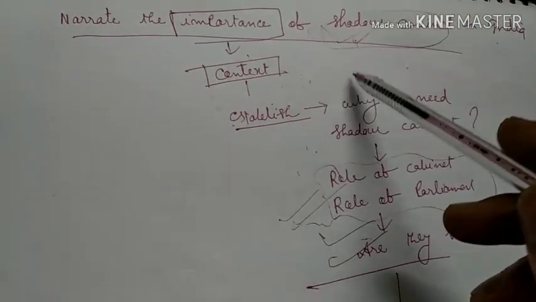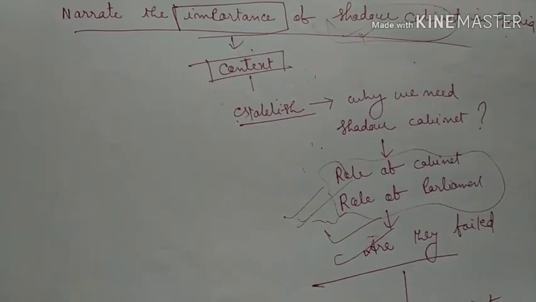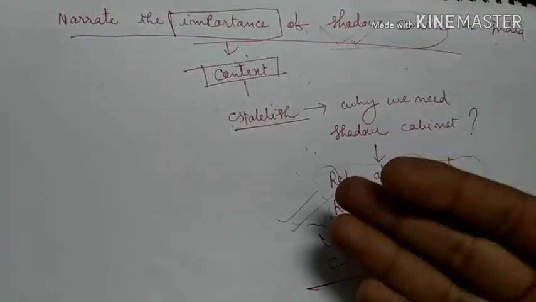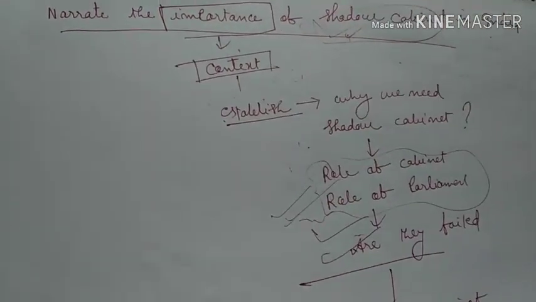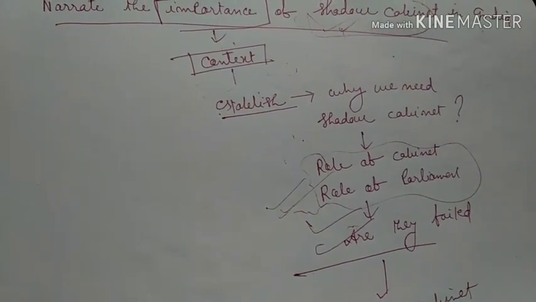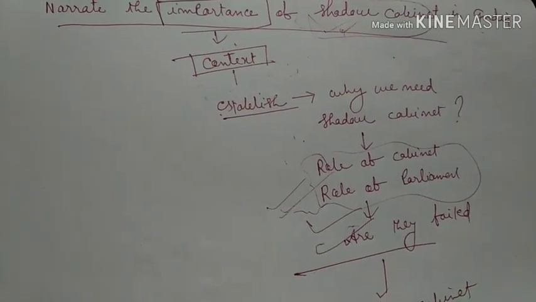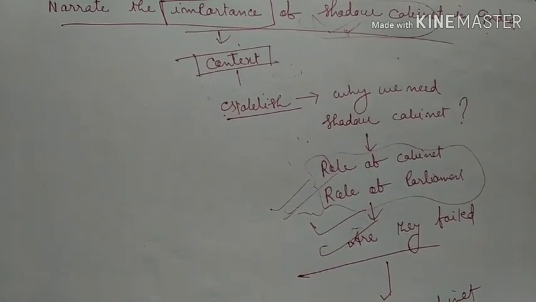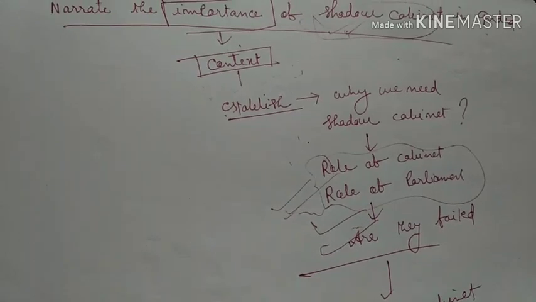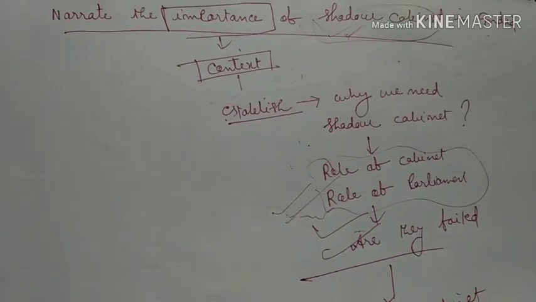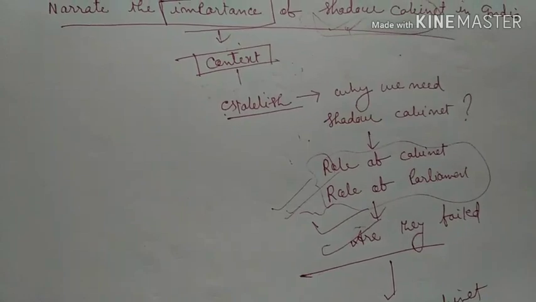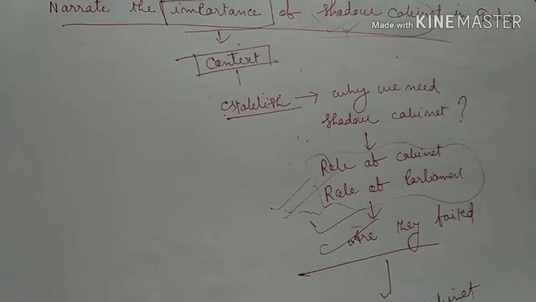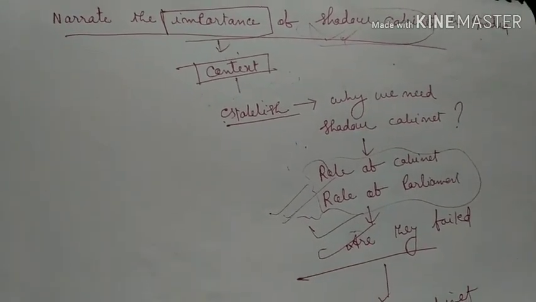First we have to give a general introduction regarding cabinet and parliament. Then we have to establish the relationship between cabinet and parliament, and what the duties of the cabinet or parliament are. Then we have to show whether the parliament or the cabinet have been able to fulfill their duties effectively in the present scenario. And if they have not been able to, then at this juncture the shadow cabinet comes in, and then how the shadow cabinet can fill these lacunae of cabinet and parliament. Right, in this way, first we have to narrate the answer.